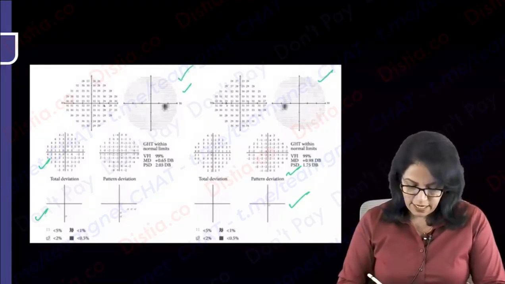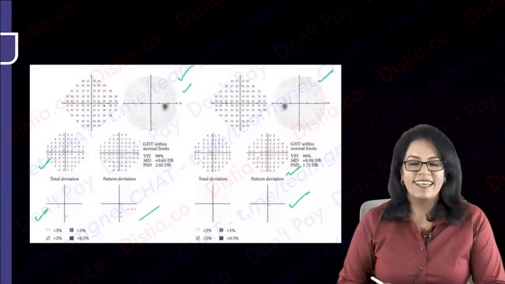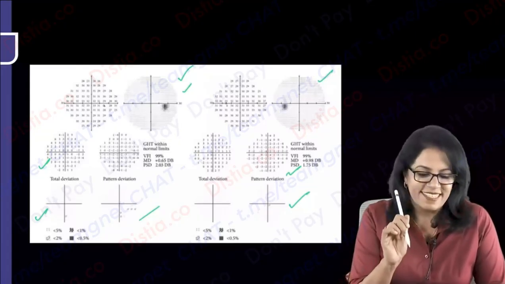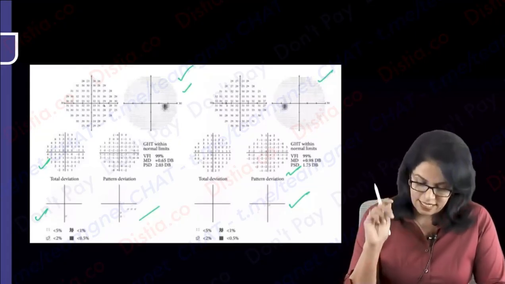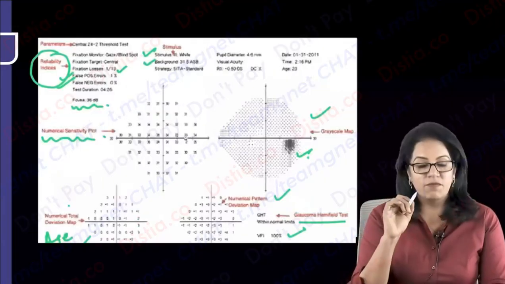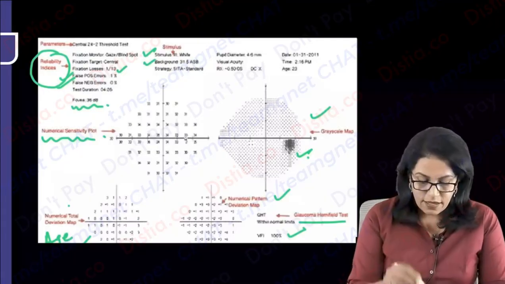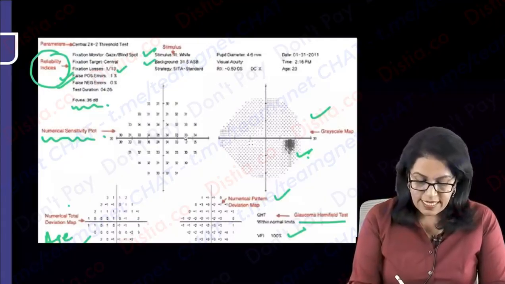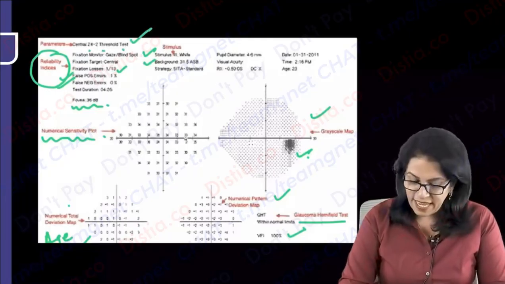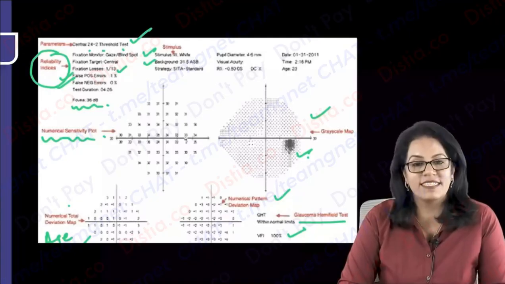Please look at the grayscale, please look at the pattern probability, and you can answer me. But of course, before that, look at the reliability indices. Okay, that is very important. Another thing that you see in the chart, look at the parameters. It is saying central 24-2 threshold test. So this is another important thing that we have to understand.